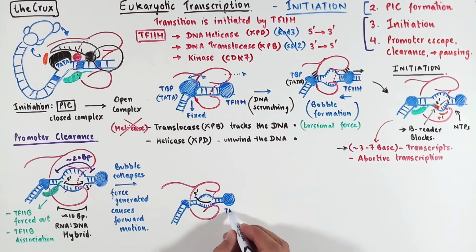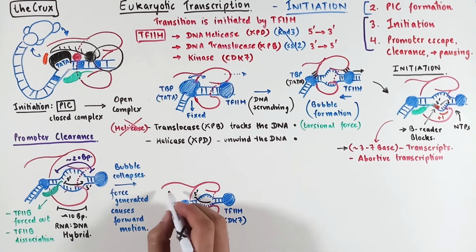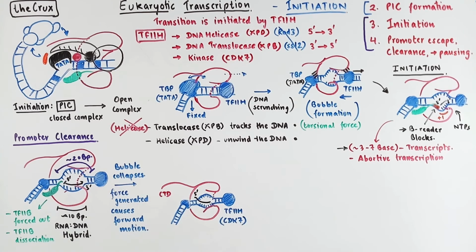Now, simultaneous to the bubble collapse, TFIIH also comes into play. Here, especially the CDK7 subunit, which is the kinase part of TFIIH, plays a crucial role in phosphorylating the C-terminal domain of the RNA polymerase. As a quick reminder, kinases are enzymes that add phosphates to their substrates.